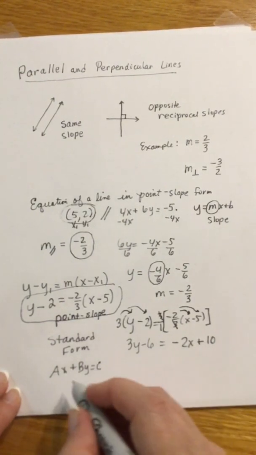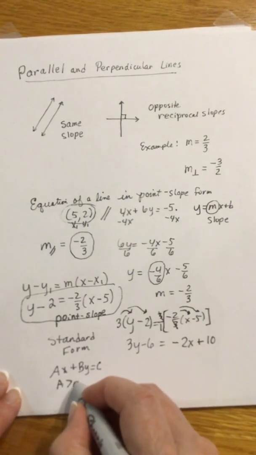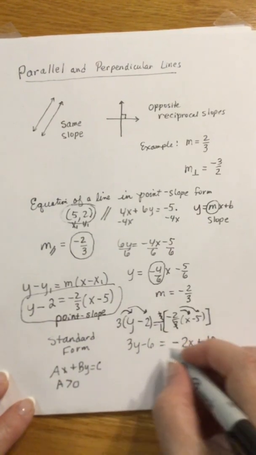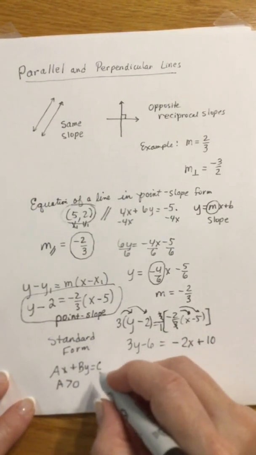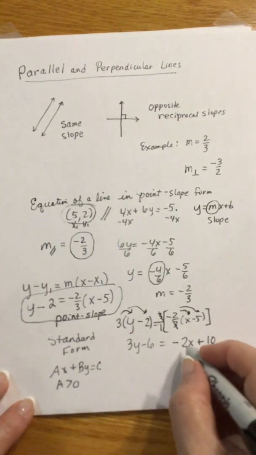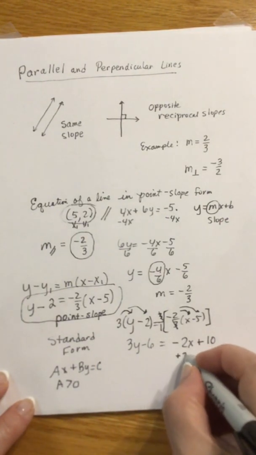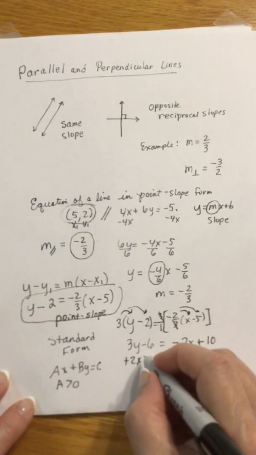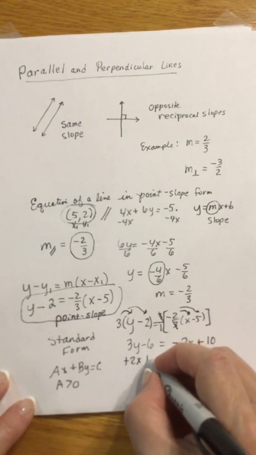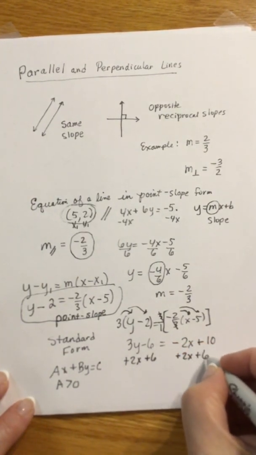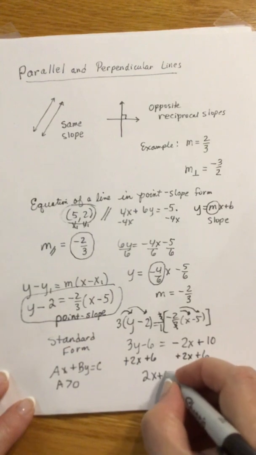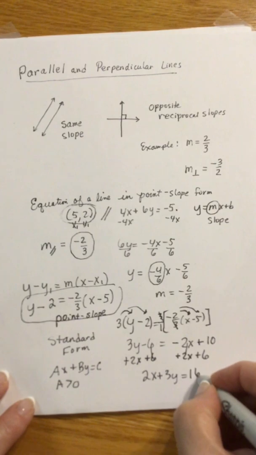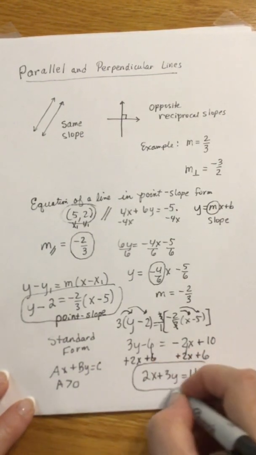Now, I know in standard form that a has to be greater than 0, and a, b, and c have to be integers. They can't be fractions. So we got the integers part taken care of, but now we have to make sure we put ax on the right side, so on the correct side. So if I add 2x to both sides, that makes the x come out to be positive, the coefficient. So I'm going to add 6 to both sides. So this gives me 2x plus 3y equals, so that cancels to be 0, 16. So that would be standard form.